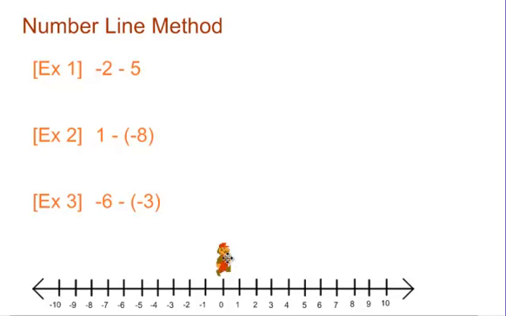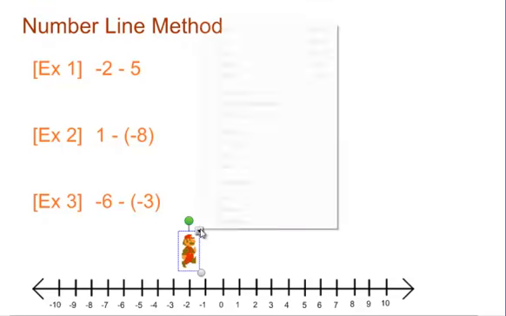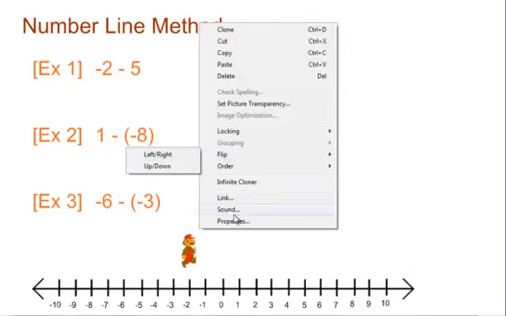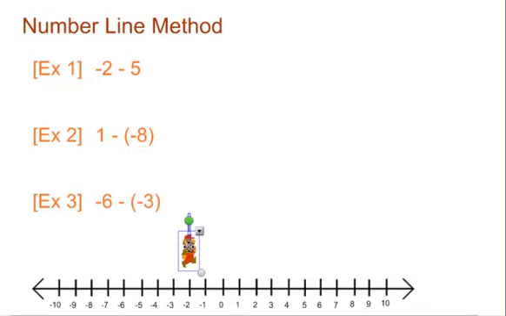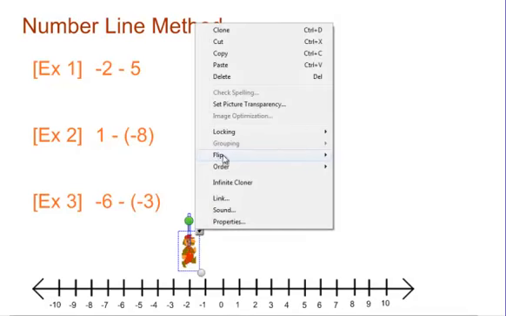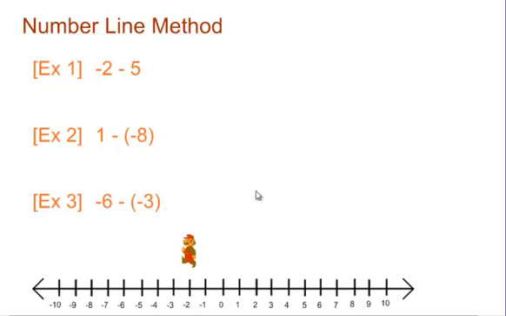Okay, welcome back. Let's start on number 1 at negative 2. So we're going to face to the left since it is subtraction. Now, it's minus, so obviously we're facing the left, and it's a positive 5, so we're going to walk forward 5. 1, 2, 3, 4, 5. And we're going to end on negative 7.